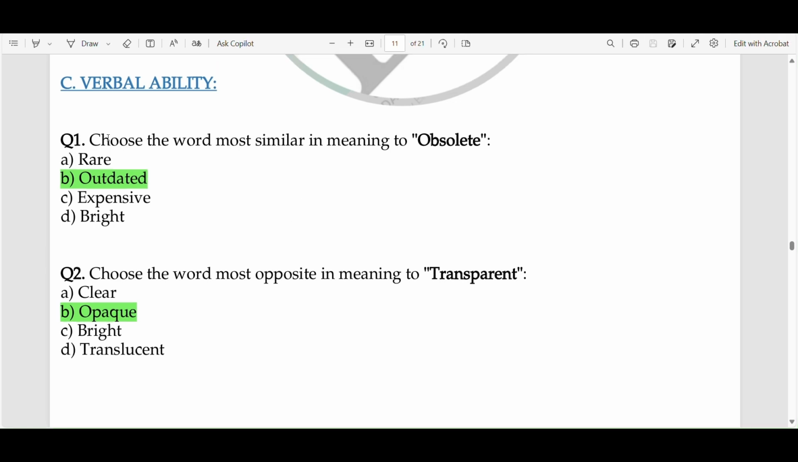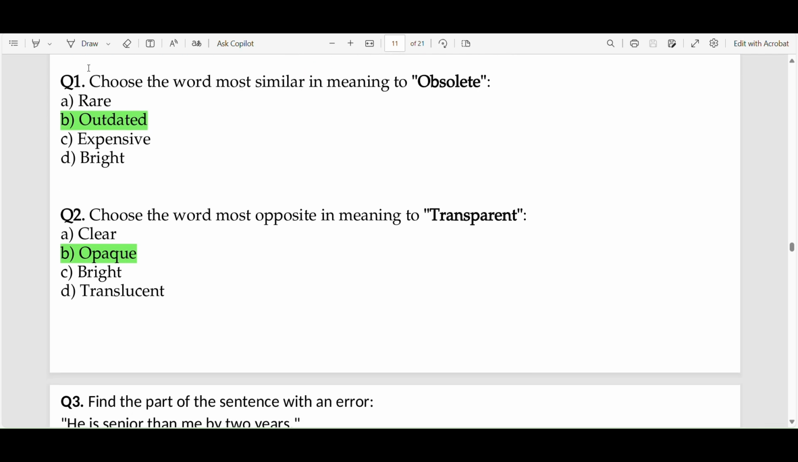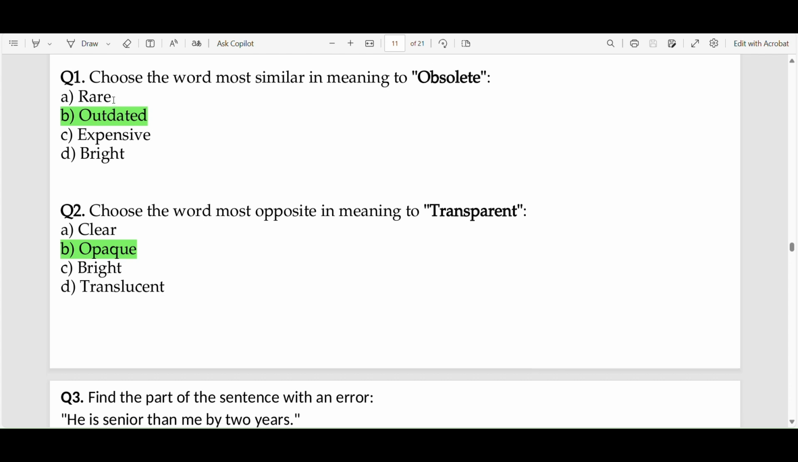Now verbal ability will be started, and when going to question number 1, we are having: choose the word most similar in meaning to obsolete. Obsolete is a word and they are asking for the synonym, meaning a similar meaning word. Here you have to remember it because it is somewhat a hard word. If you know it is okay, but these are memory based questions, so you need to remember. The similar meaning of obsolete will be outdated. It won't be rare, it won't be expensive, and it won't be bright.